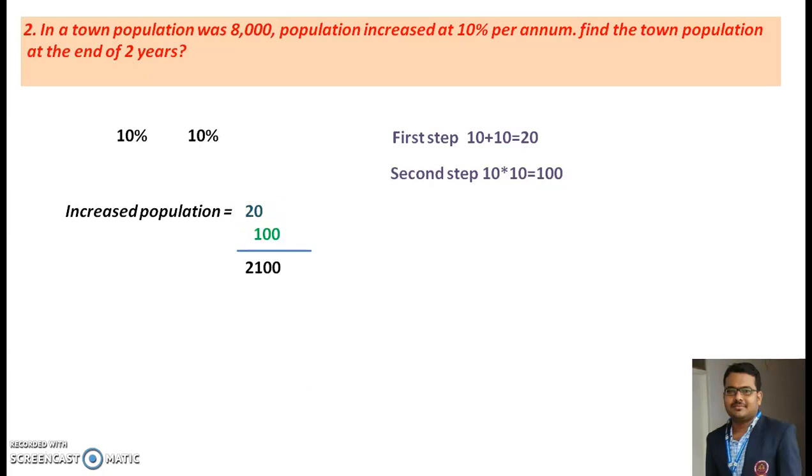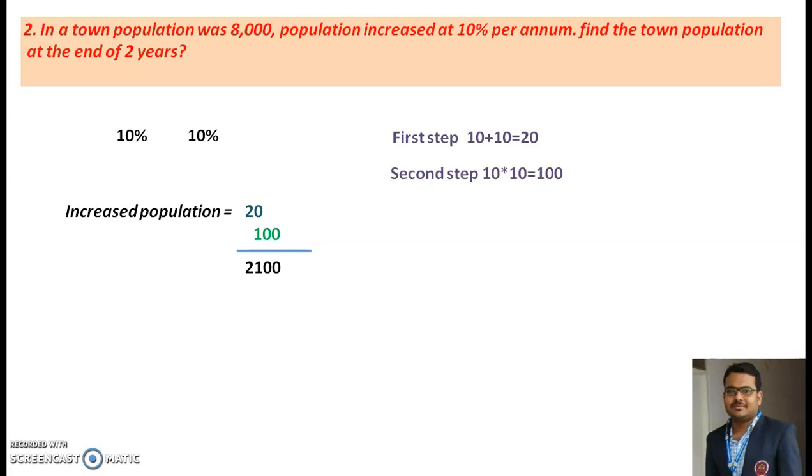2100. So the increased population is equal to 2100. This shortcut is for 10,000, but we have to calculate for 8,000. So we can easily calculate. For 10,000 the increased population is 2100.